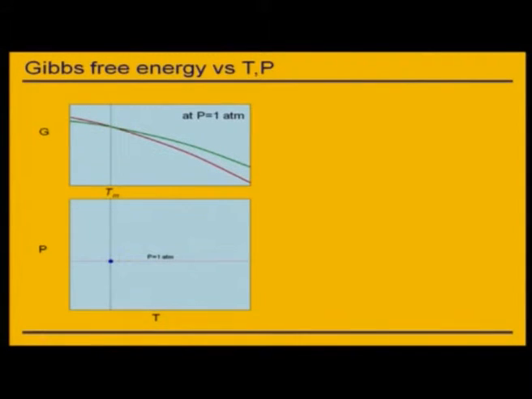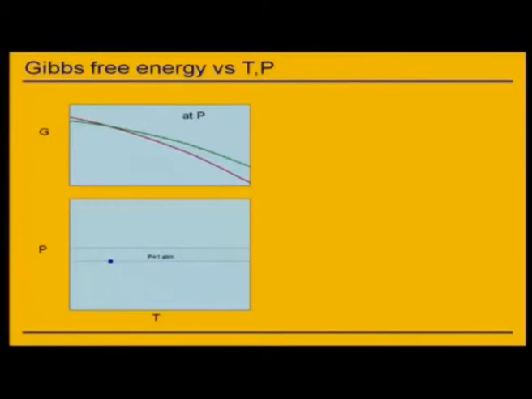Now this is 1 atmospheric pressure. If I change the pressure, what will happen? Suppose I have a pressure P, which may be higher than the atmospheric pressure. That is what is shown here. If I have a pressure higher than atmospheric, the free energy curves will change a little bit. The nature of the curves will not change, but the point at which they intersect will change. It is getting intersected at a different point than the previous point, and this is given by the new point.